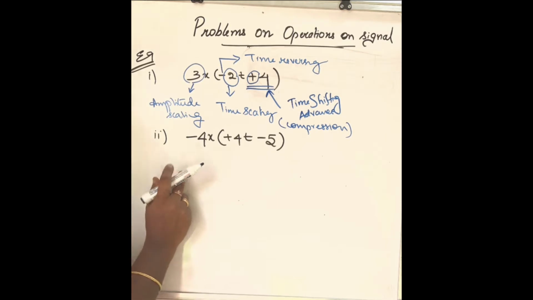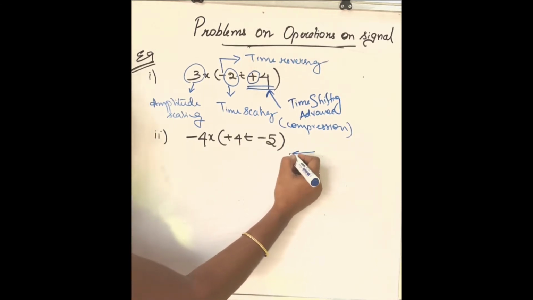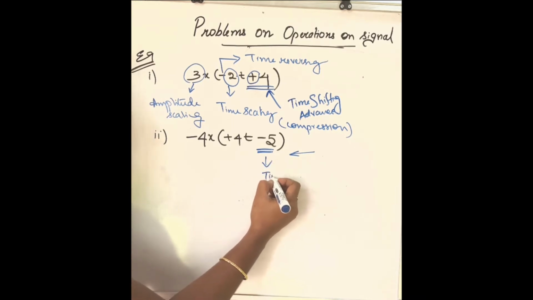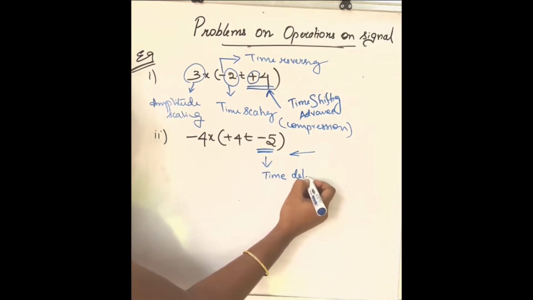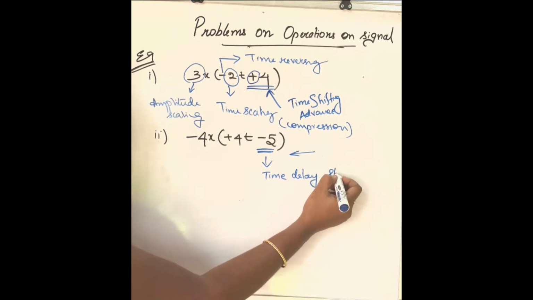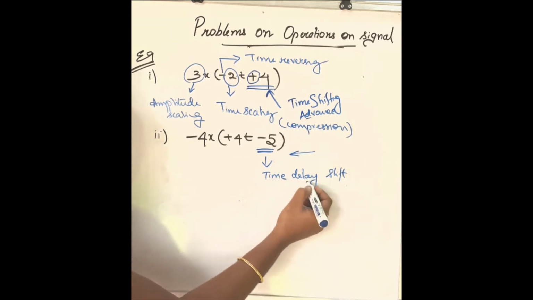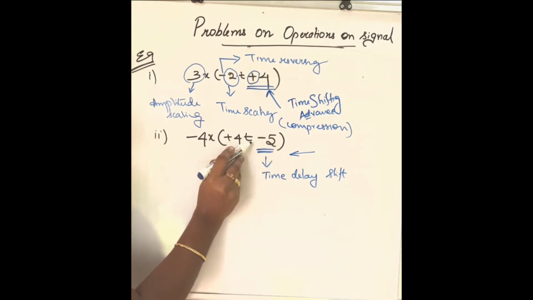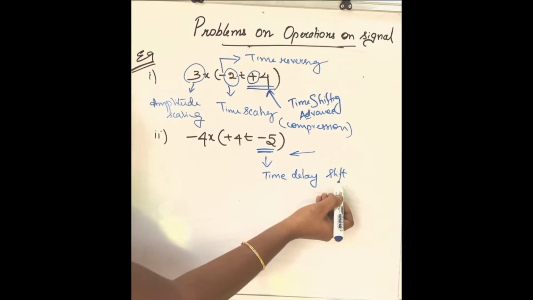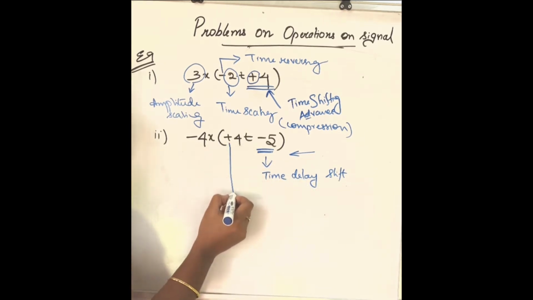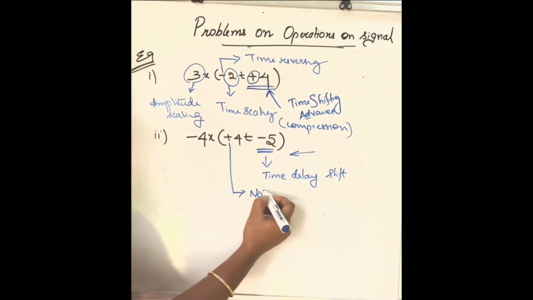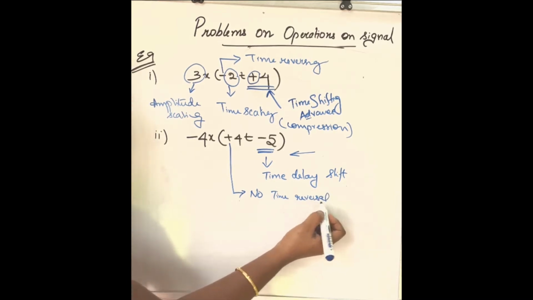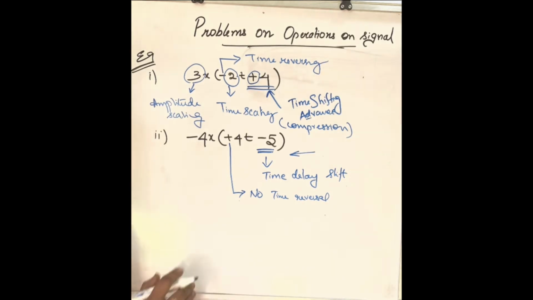See the next example. As I said, go from behind. It is minus 5. So you have a time delay shift. Now, the advance or the delay is represented by plus or minus in front of the last number. So it is minus, so you have a delayed shift. Then comes plus. This plus denotes there is no time reversal. So you need not worry about the time reversal here.